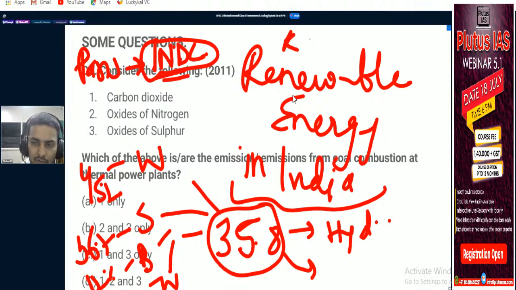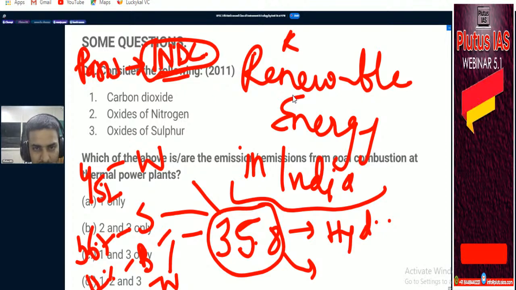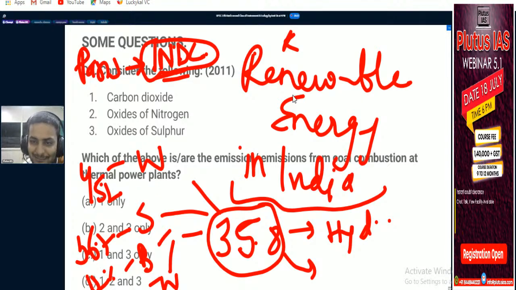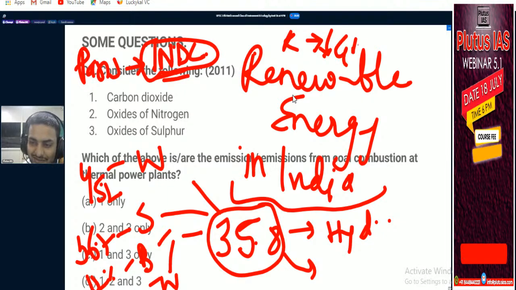Earlier there was the Kyoto Protocol. I think you remember well, what is the Kyoto Protocol? Binding protocol. No, binding protocol is the characteristic of the Kyoto Protocol. Why was it signed? For the reduction of emission of greenhouse gases like carbon dioxide. This was the major thing.